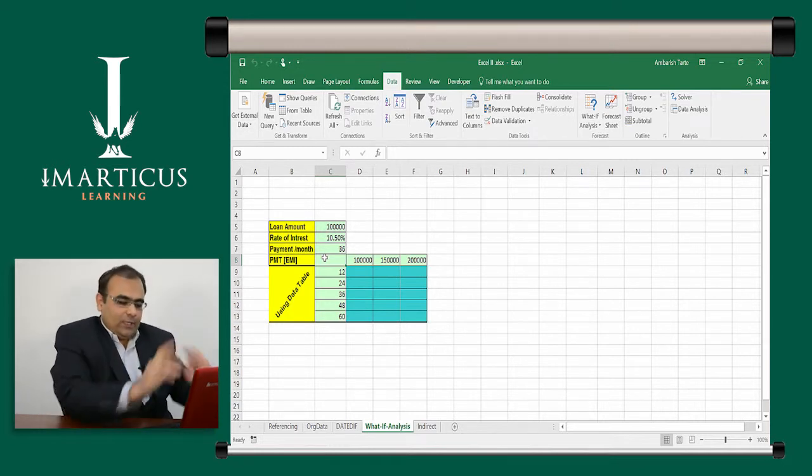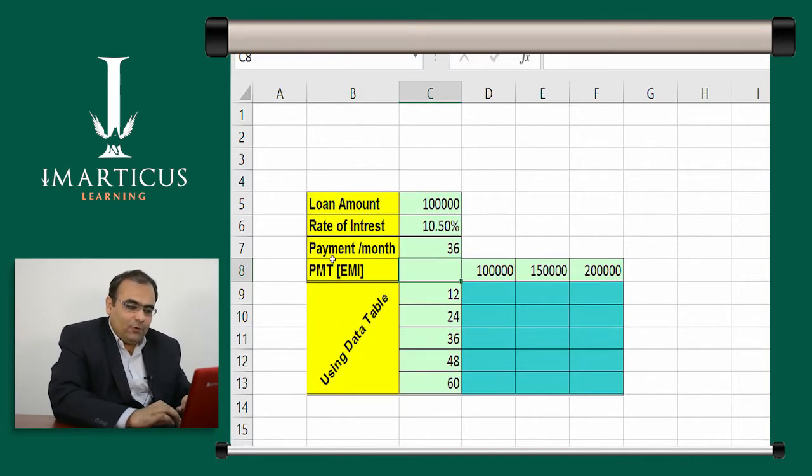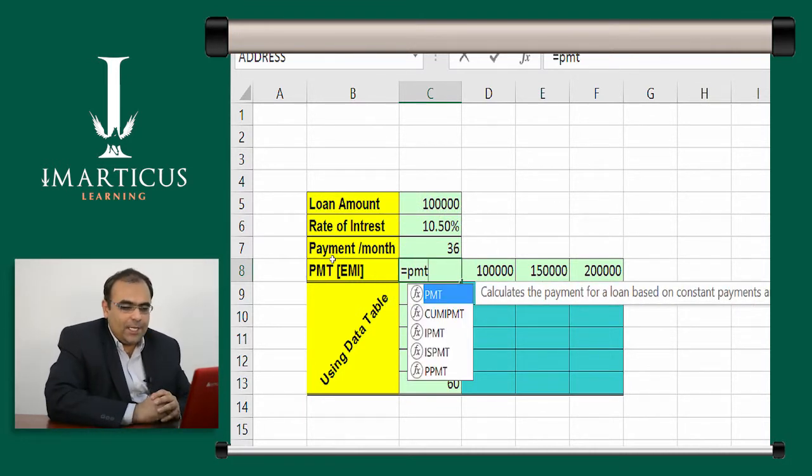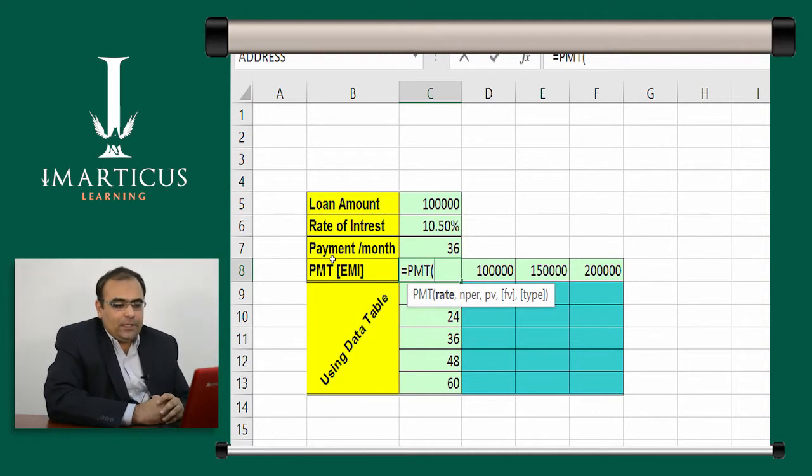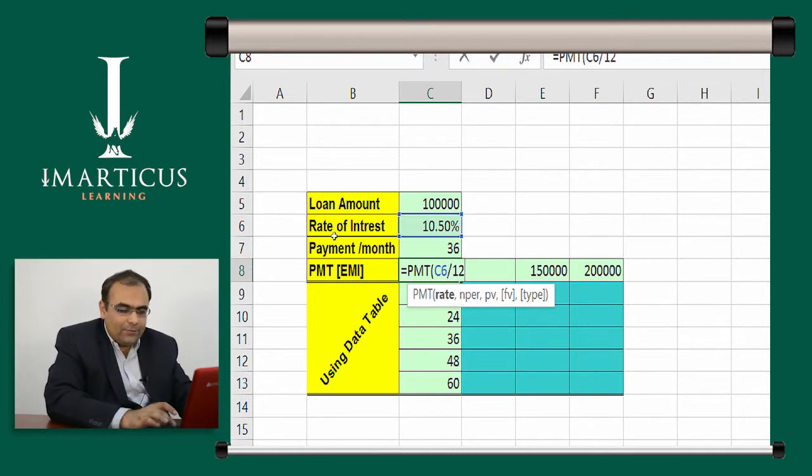So let's come to the cell which is meant for EMI. In this cell, I will start off with my function, which is PMT, Tab. Now it asks for 5 parameters. The first one is rate. I know that my rate is 10.5%. However, please note that it's an annual rate given to us. Hence, I will divide that by 12, because I'm doing the EMI calculation. It is a per month calculation that I'm doing right now.